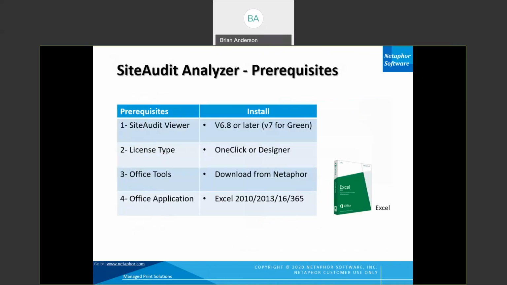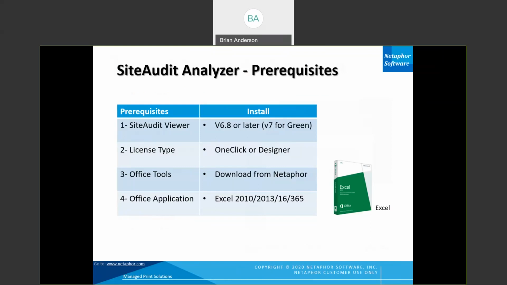So the prerequisites of Analyzer are that you need a viewer, and a minimum really is to have SiteAudit version 6.8. I would recommend you have version 7 if you want to use the Green Report. So you'll need a viewer with a recent license. You'll need an Analyzer license either for the one-click product or Designer. The difference between one-click and Designer is Designer allows you to create your own reports.